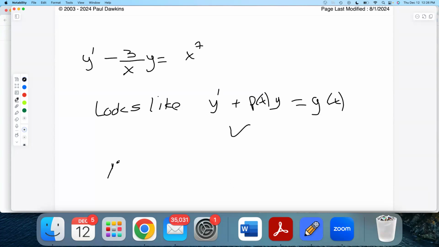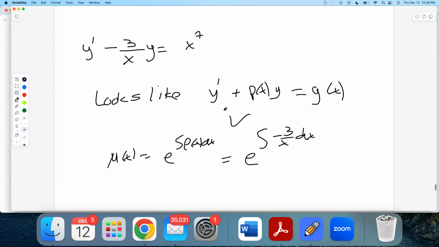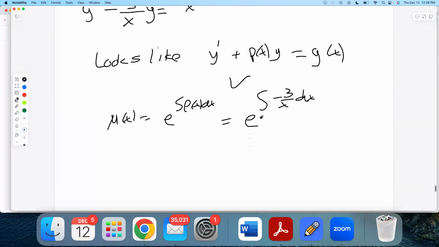Then my integrating factor, mu of x, is e to the antiderivative of p of x dx. So that's e to the antiderivative of -3 over x dx. Don't forget to bring along that negative. I see a lot of mistakes happen there. You've got to bring along that negative. Okay, so what's that going to be? E's just coming along for the ride here. The -3 I could pull out. I'll write out the details here.